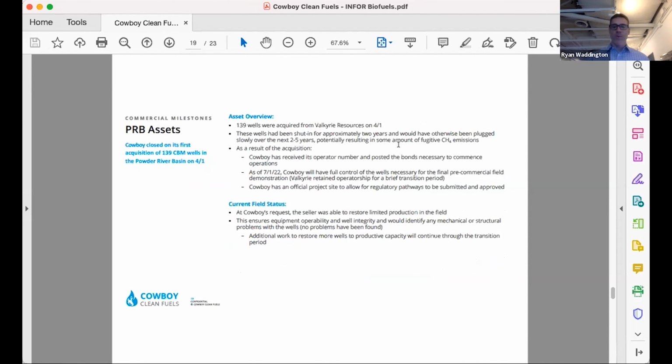As I mentioned, our starting point is in the Powder River Basin. We have acquired a group of 139 wells earlier this year. The wells were shut in for about 2 years, and we're in the process of returning them to production this year. And then over a period of about 18 months, we will roll out the Cowboy technology, essentially in a group of five wells at a time until we've transitioned them all.